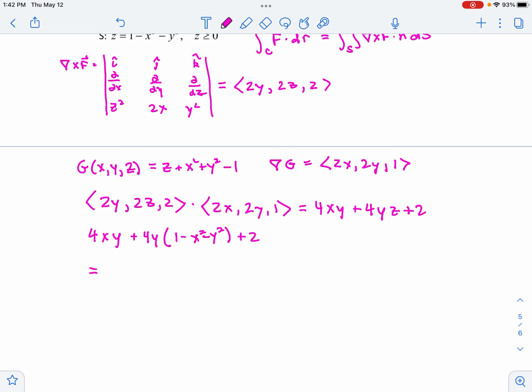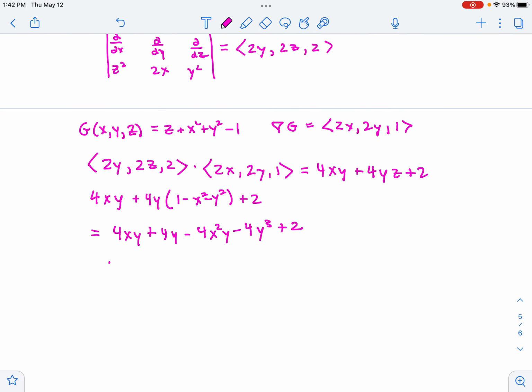So let's see what we've got now. We've got 4xy plus 4y minus 4x squared y minus 4y cubed plus 2. Now we're ready for our integral. So we write this, we've got our double integral here, and we'll put everything in here: 4xy plus 4y minus 4x squared y minus 4y cubed plus 2.